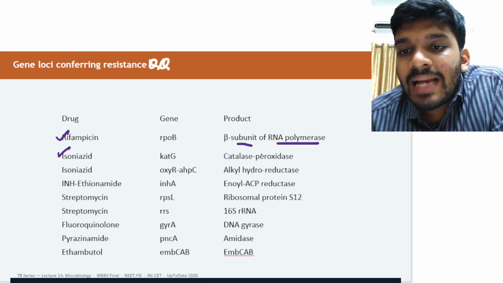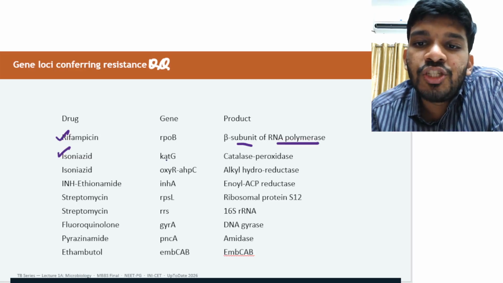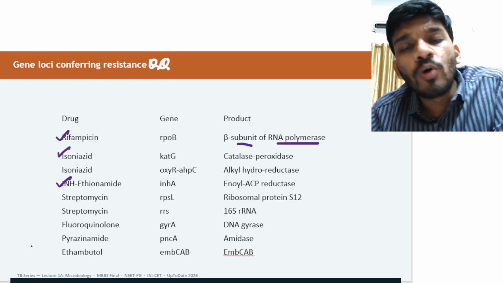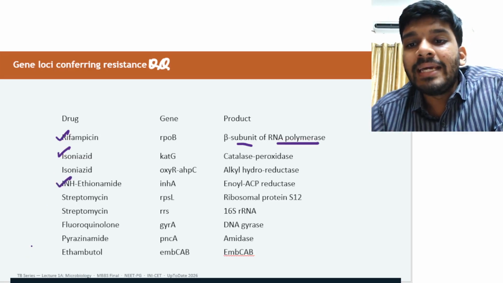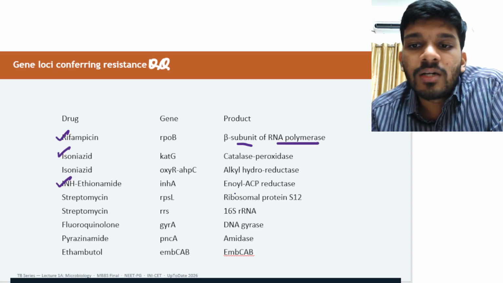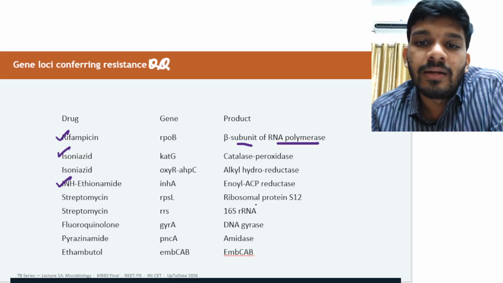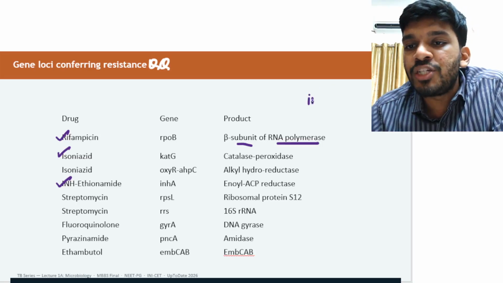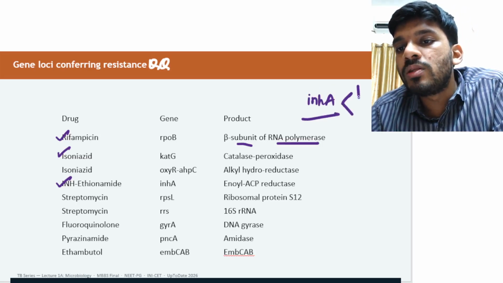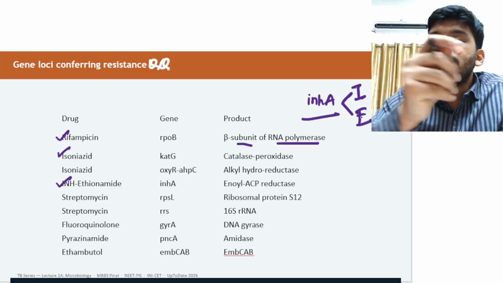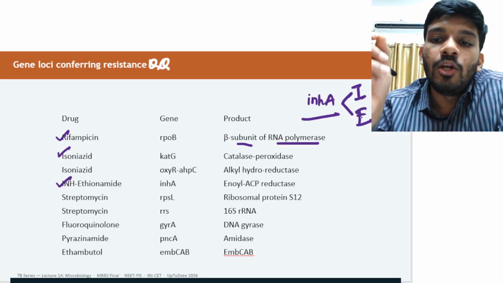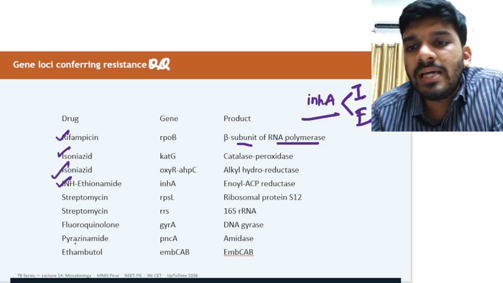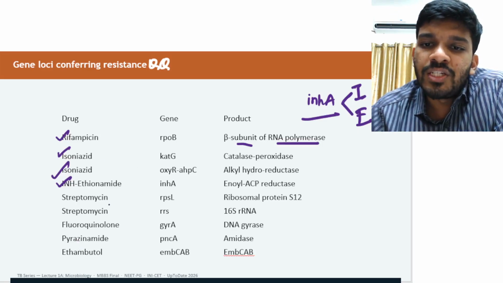Isoniazid requires catalase peroxidase for its activation. So CAT-G is one mechanism of isoniazid resistance. Another resistance mechanism for both isoniazid and ethionamide is INHA, the product of which is enoyl ACP reductase. So INH and ethionamide have cross resistance. If it is resistant through the INHA mechanism, it will be resistant to both isoniazid and ethionamide because their distal target is the same, the enoyl ACP reductase. Another one for isoniazid is OXY-R. All of these are one-liner questions.